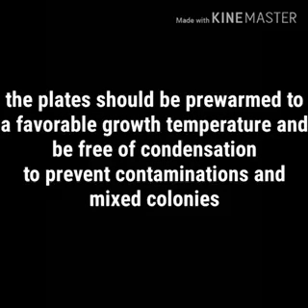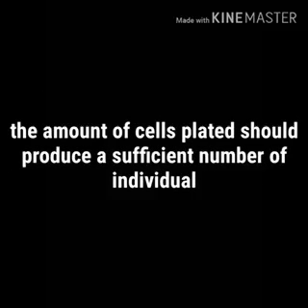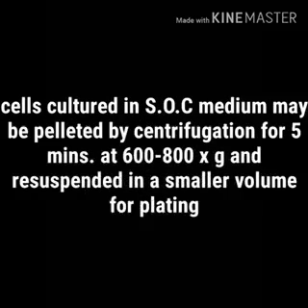Before cell plating, the plates should be pre-warmed to a favorable growth temperature and be free of condensation to prevent contamination in mixed colonies. The amount of cells plated should produce a sufficient number of individual, distinct colonies for further screening. Cells cultured in SOC medium may be pelleted by centrifugation for 5 minutes at 600 to 800 xg and resuspended in a smaller volume for plating.